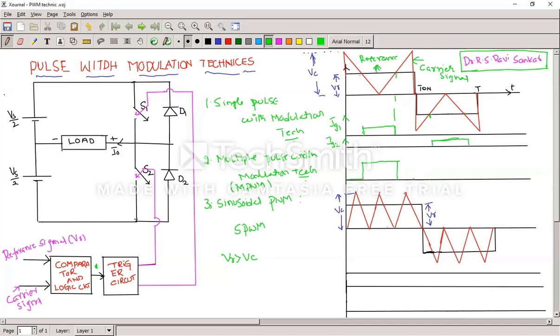Again, up to this instant it is 0. Then S2 is on, and once S2 is on, the load is subjected to negative voltage. This is minus Vs by 2, and this is Vs by 2. If we take the total time period as T, this is T by 2, and this is T.